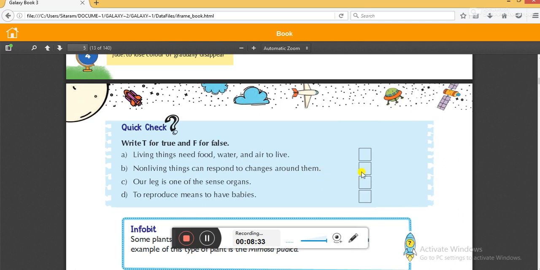So it is wrong, which means false. Then, our leg is one of the sense organs. What are the 5 sense organs? Eyes, ears, nose, tongue and skin. Leg is not a sense organ, so this is also false. You need to write F here. And this last one is to reproduce, which means to have babies. Reproduce means you give birth to a new one. So this is true.